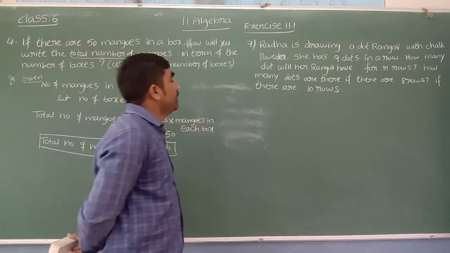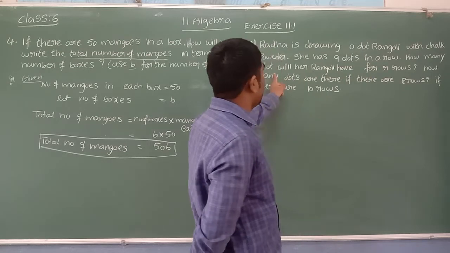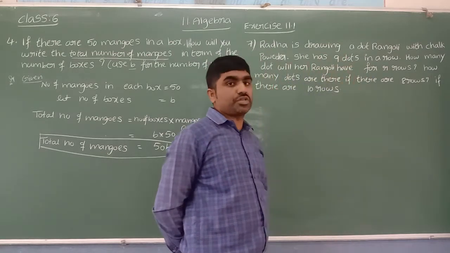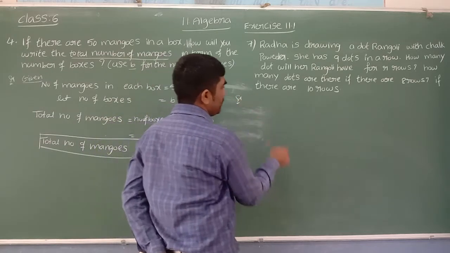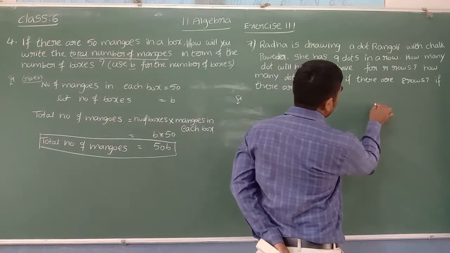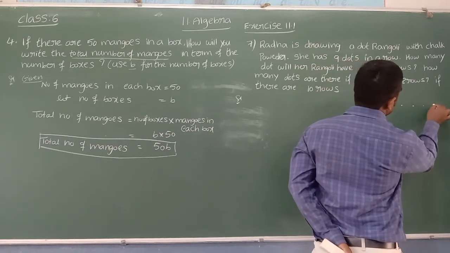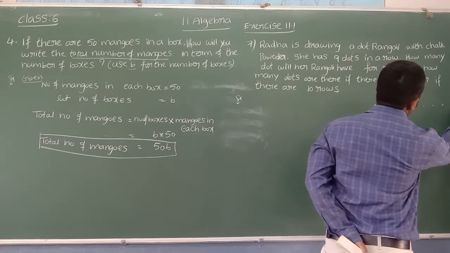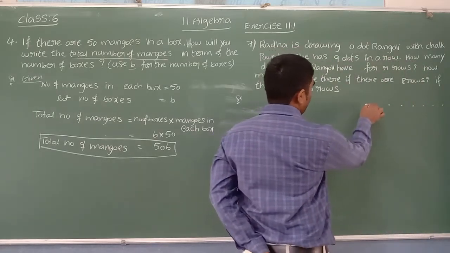Let us see one more. Radha is drawing a dot rangoli with chalk powder. She has 9 dots in each row. How many dots are there, beta? 9 dots is. You can see beta here. Let me take 1 dot, 2, 3, 4, 5, 6, 7, 8, 9. There are 9 dots in a row, one row.